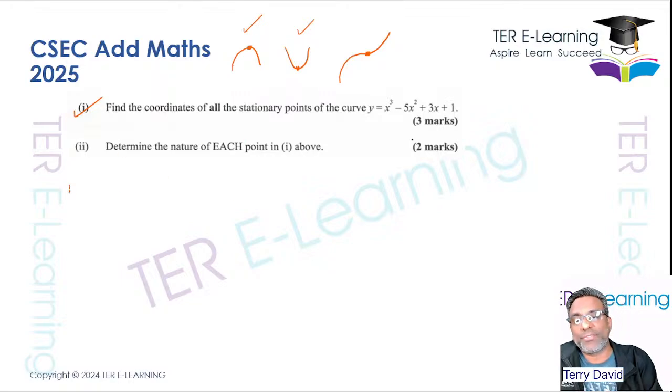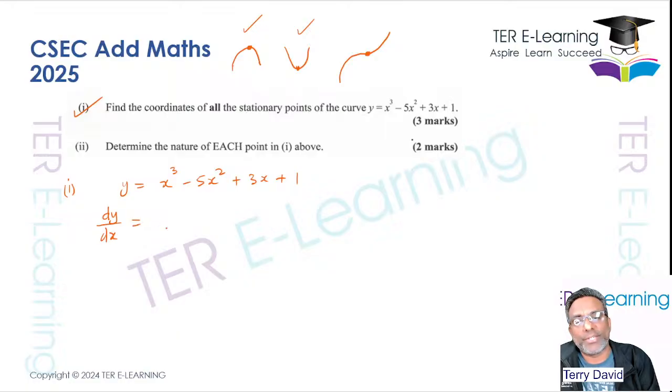So the first thing you have to do when you want to find the stationary points in a curve: we have a curve here given by x cubed minus 5x squared plus 3x plus 1. So step 1, if you want to find any stationary point, or what we call a turning point as well, you need to find dy dx.